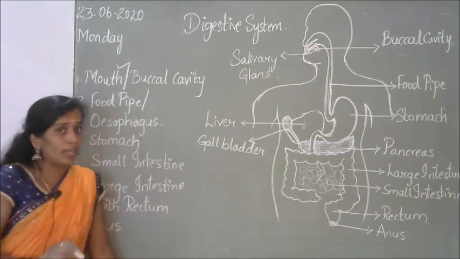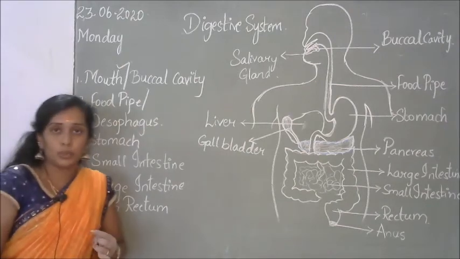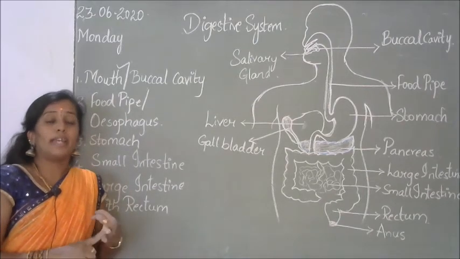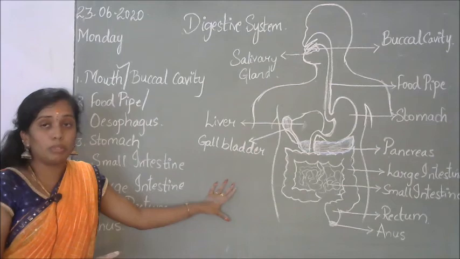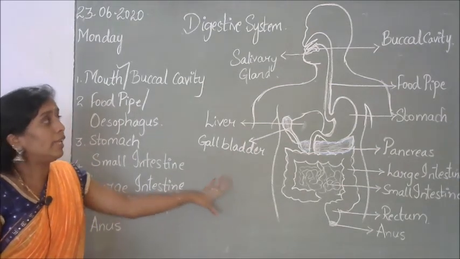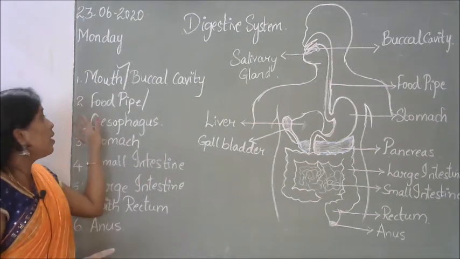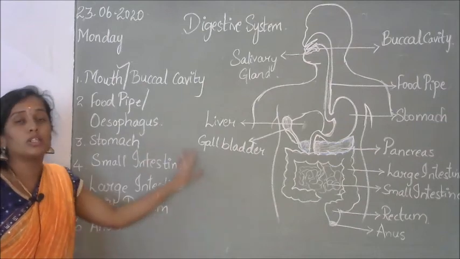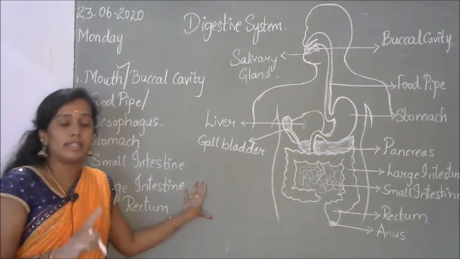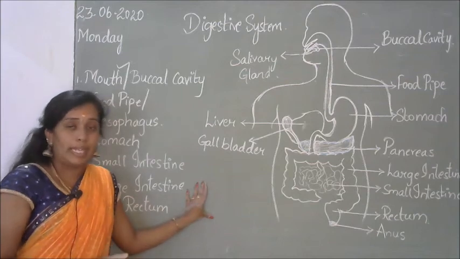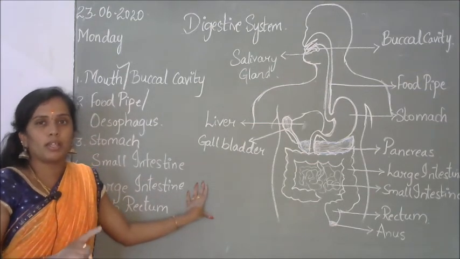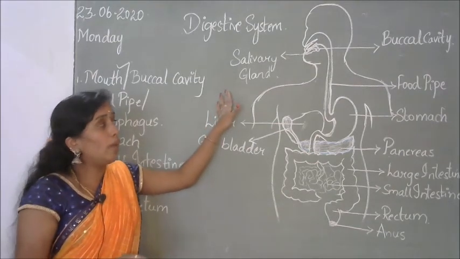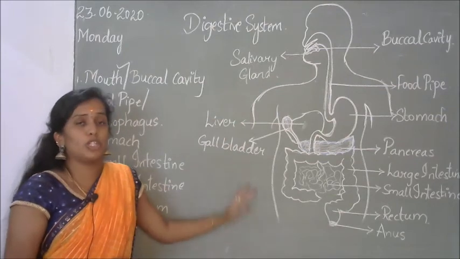In today's class, we have learned about animal nutrition. We have learned about various modes of animal nutrition and how digestion takes place. We have learned about the human digestive system. The mouth and buccal cavity, food pipe, esophagus, stomach, small intestine, large intestine with rectum and anus together constitute the alimentary canal, or digestive tract, and the juices associated with it together make up the digestive system. These are the various steps where the food is pushed downwards and digestion takes place in human beings.